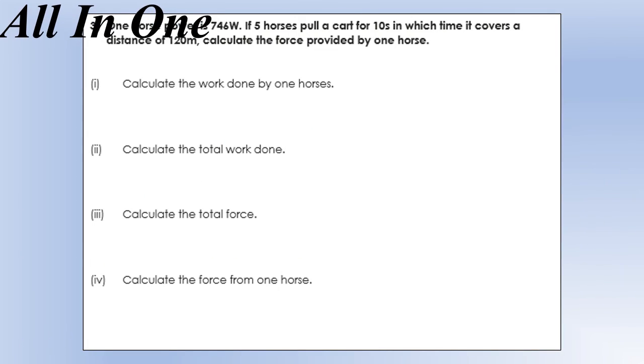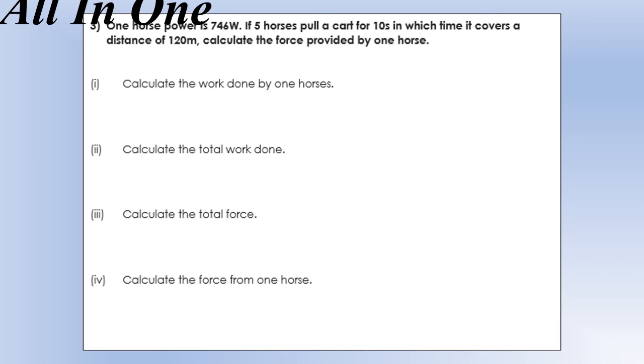Okay, final question. 1 horsepower is 746 watts. So watts is the unit of power, so you're going to need an equation for power to do this question. So 5 horses pull a cart for 10 seconds, in which time it covers a distance of 120 meters. Calculate the force provided by 1 horse. So again, I want you to pause the video and have a crack at this. You may need to look up your equation for power in order to proceed through this question.